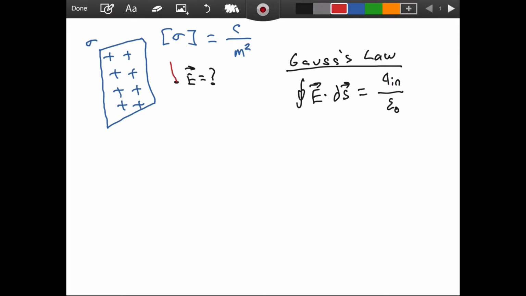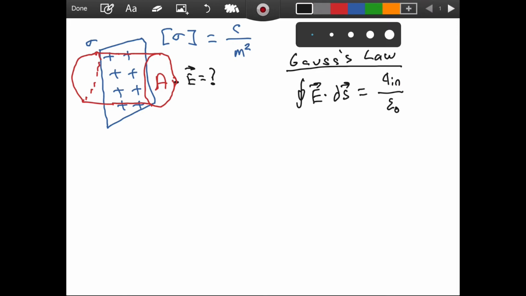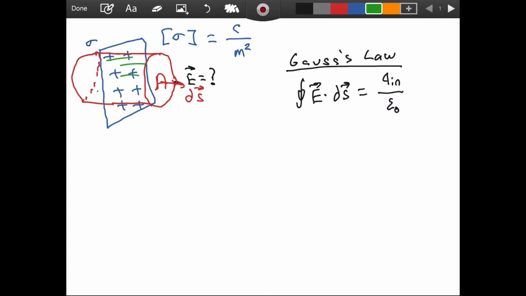So I will draw a cylinder like this that passes through our point of interest, and it passes through the sheet as well. And it is like this. And its surface area is A. Now, notice that since we drew dS vectors perpendicular to the surfaces, the dS will be like this for the circular area. However, for the side area, it will always be perpendicular to the electric field.